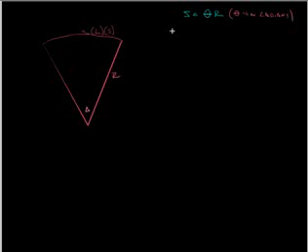And there's pi to get from radians to degrees. There's pi radians in 180 degrees. Pi radians is equal to 180 degrees.